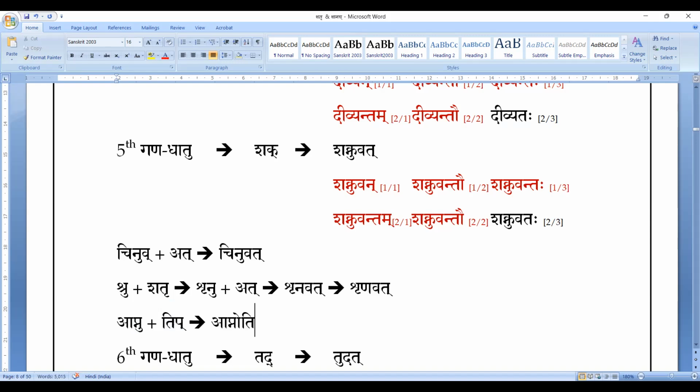What is the Bahuvachan Rupam? Apnu plus anti, apnuvanti. How do you get apnuvanti? Apnu plus anti, Ajadi Bhakti Pratyaya following, who is replaced by Uv. Apnuv. So here you can see, apnuvanti, right? Same way here what will happen? Apnuvat. Apnuvan, apnuvantau, apnuvantaha, apnuvantam, apnuvantau, apnuvataha, right?